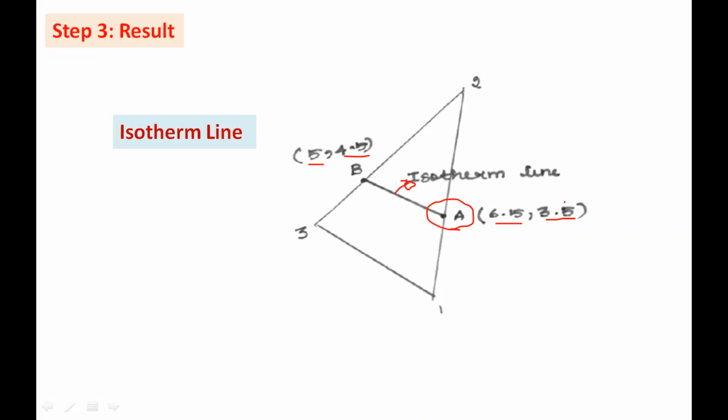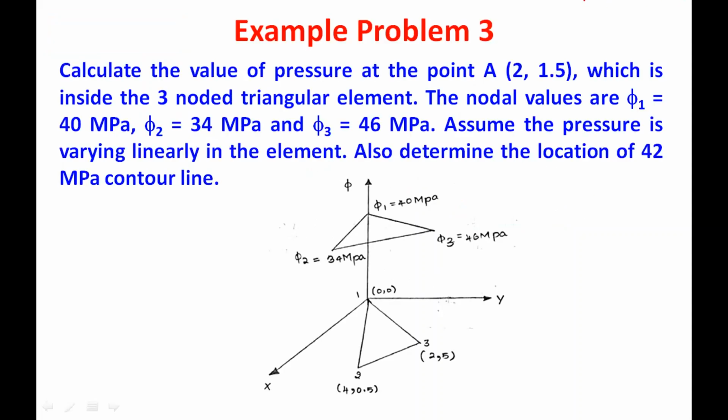Let us see quickly. So this example problem 3, calculate the value of pressure at the point A (2, 1.5), which is inside a 3-noded triangular element. The nodal values are pi 1 = 40 megapascal, pi 2 = 34 megapascal, pi 3 = 46 megapascal. That means we are considering the pressure. The earlier example we considered temperature, scalar variable. Now we are considering the pressure as the scalar variable.